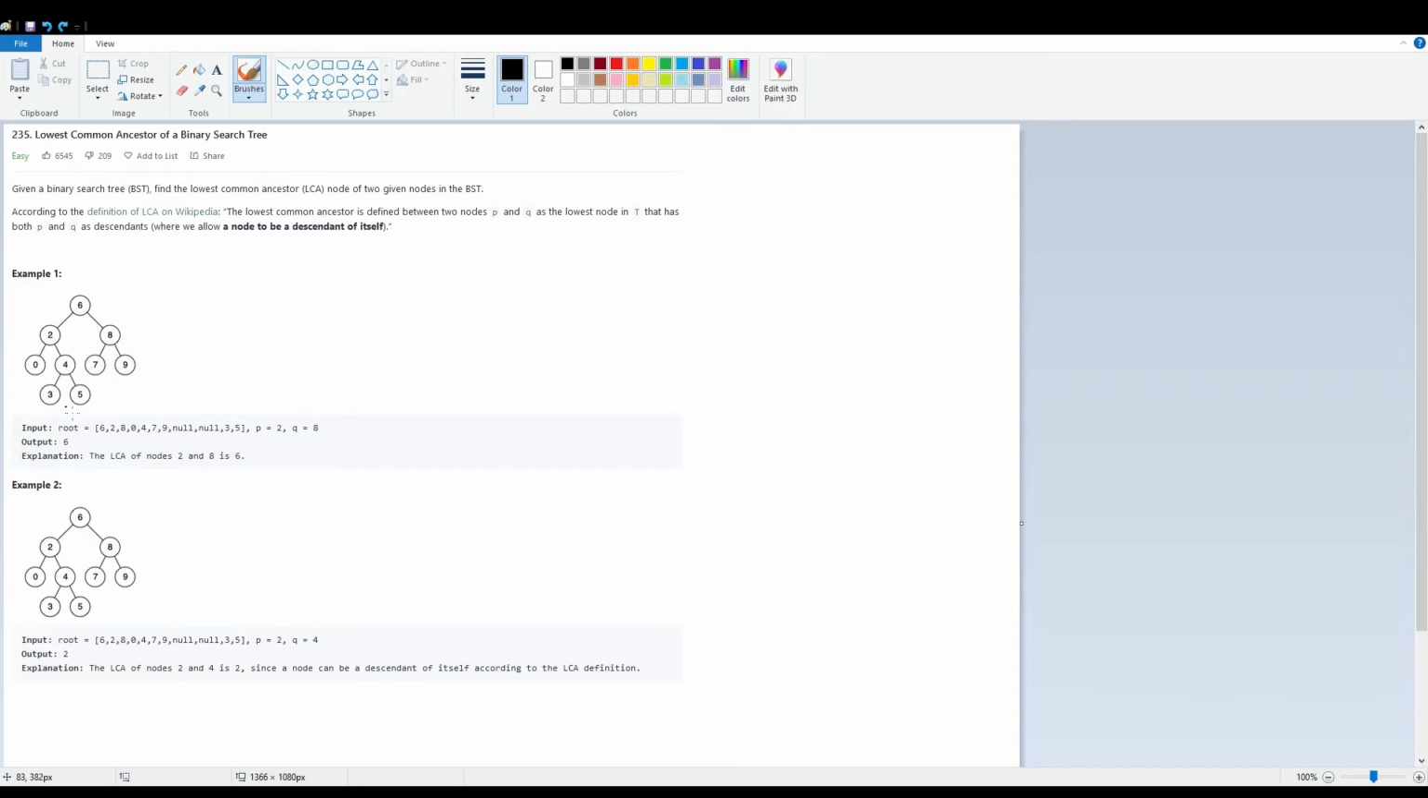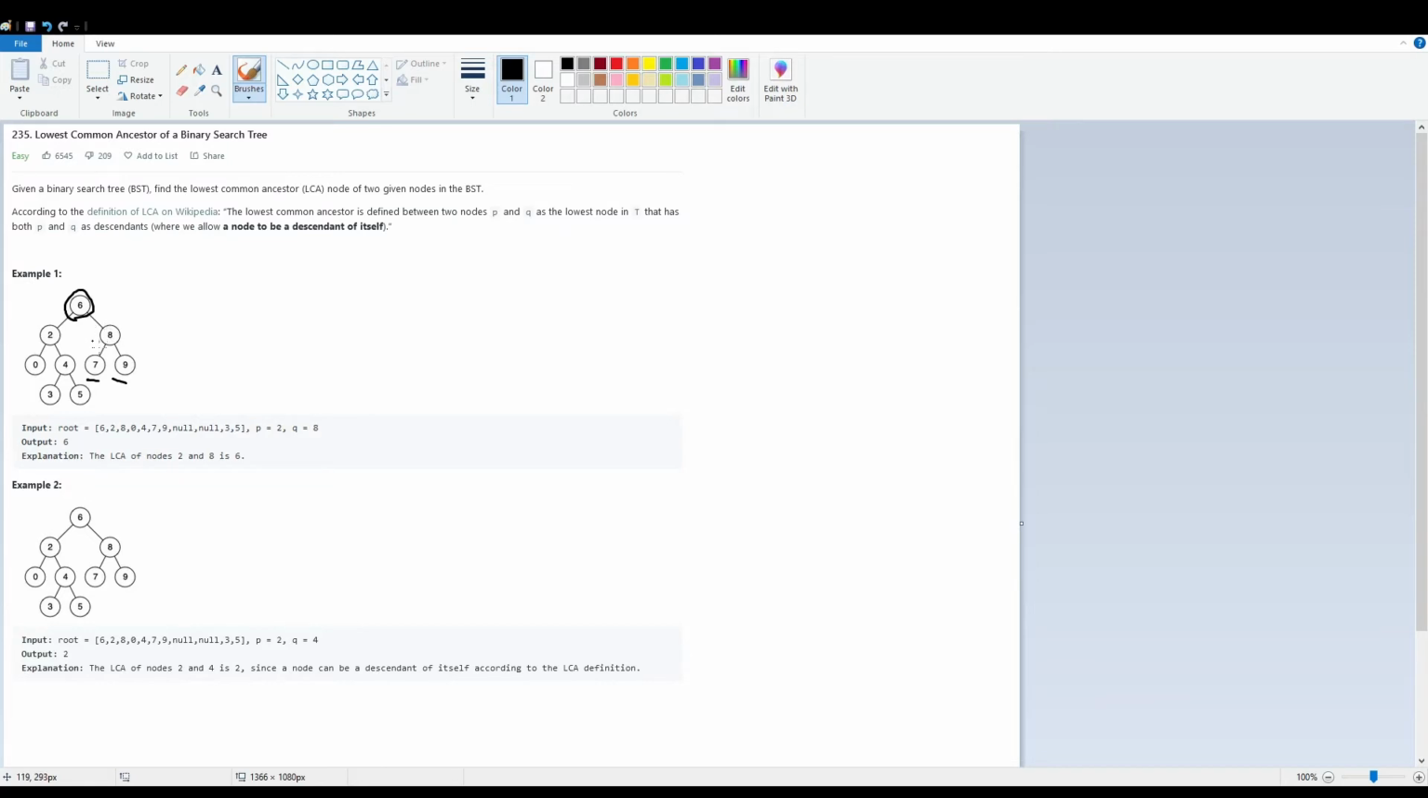Okay, so let's say P and Q are 0 and 9. The lowest common ancestor is 6, where 0 is on the left and 9 is on the right. What if we look at 2? Well, 2 is not an ancestor of 9, so that's not a valid solution. What if we look at 8? 8 is not an ancestor of 0, so that's not a valid solution. Therefore, it has to be 6. What if we're looking at 7 and 9 here? Well, yes, 6 is an ancestor of 7 and 9, but it's not the lowest. We can definitely do better.